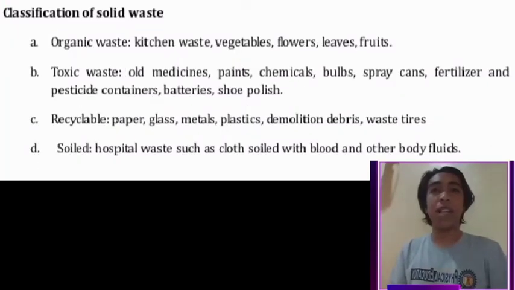And last, we also have the classification of solid waste. Letter A, organic waste, also known as kitchen waste: vegetables, flowers, leaves, and fruits. And we also have toxic waste such as old medicines, paints, chemicals, spray cans, fertilizer and pesticide containers, batteries, shoe polish. And recyclable: paper, glass, metals, plastic, demolition debris, and waste tires. And letter D, soiled hospital waste such as cloth soiled with blood and other body fluids.